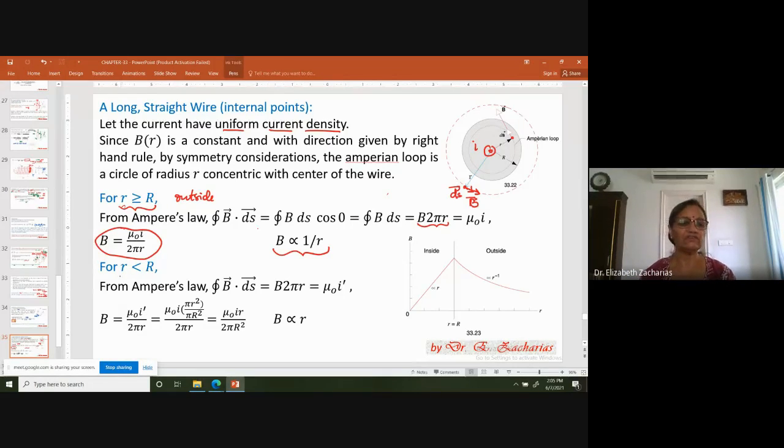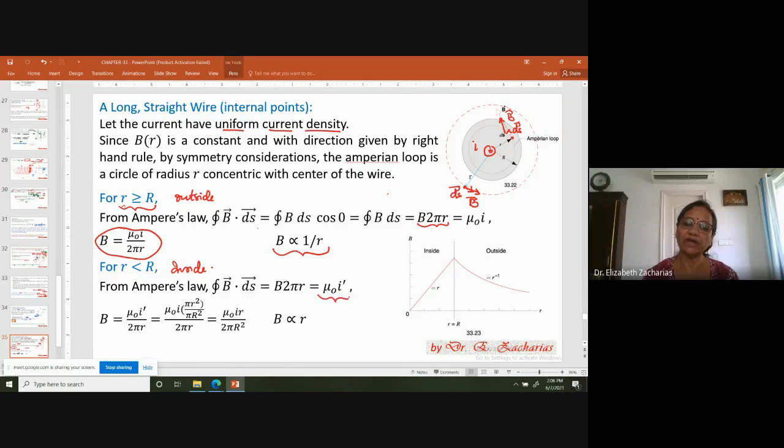Okay. Now let us see what the magnetic field is inside the wire, or for r less than capital R. So here we have taken a point at a distance small r less than capital R. Once more, draw your Amperian loop. Again here we will say that the ds vector and the B vector are parallel to each other. So integral B dot ds becomes B into 2 pi r.